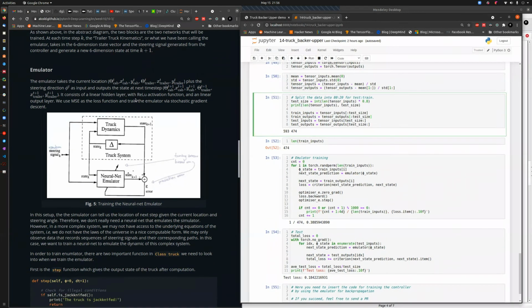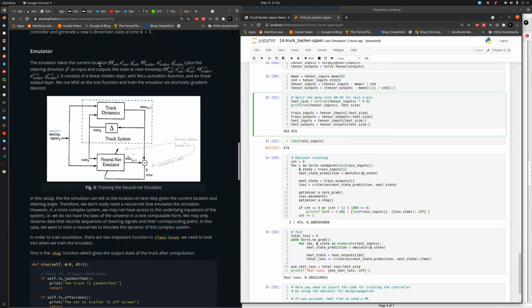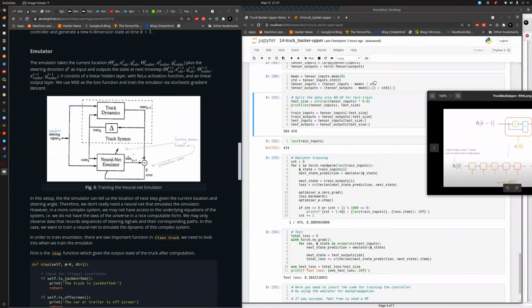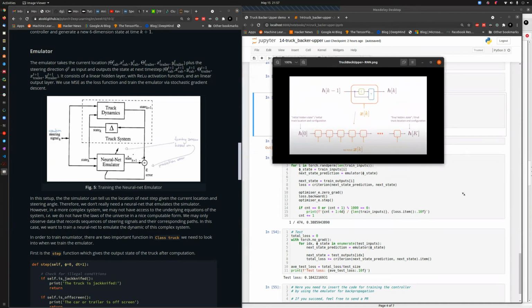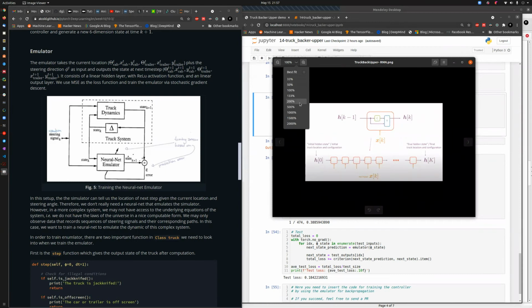This is the current location of these parameters 1, 2, 3, 4, 5, 6. 6 parameters plus the steering direction as input, and these are the outputs at the next time steps. It contains the linear hidden layer with the ReLU, and the linear output layer. We use the MSE and train it with stochastic gradient descent. So yeah, this can also be thought of as this guy here. Okay, I'll try to zoom to 200%.